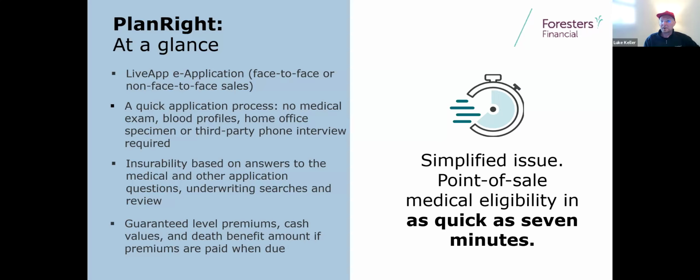Now, with the application, we used to require a phone interview, right? We used to require these third-party interviews. We got rid of all of that. So everything is done right there at point of sale, right there on the application. And to make things even easier for you guys and your clients, we not only have an email signature available, but we have a text signature available as well.